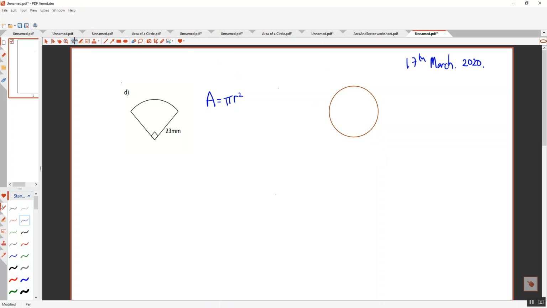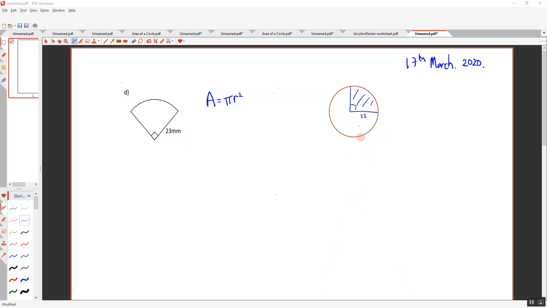And imagine how much of a circle, like what fraction of a circle is this? It's a quarter of a circle. So if you imagine it's, and again, this is not as well drawn as I would like. So if this was part of a full circle, what would the radius be? It would be 23. Okay, so imagine that this is the part that we're after. This would be 23.